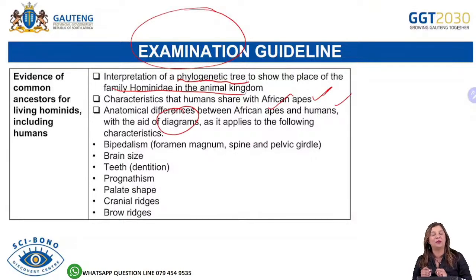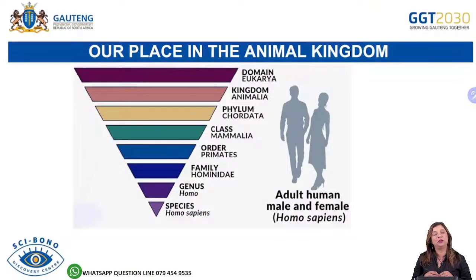This is going to be nice because we can learn easily with diagrams. This is a section that is mostly made up of diagrams, grade 12s. And diagrams are our strength because most of us are visual learners. So this section is actually 1/3 of your paper. If you can nail this section and you can learn these diagrams and learn these differences and focus on evolution like you should, you're good to go. So bipedalism, the brain size, the teeth, prognathism, the palate shape, cranial ridges, brow ridges, all have diagrams. So I think we're going to do well in this section because we're going to be able to remember it.